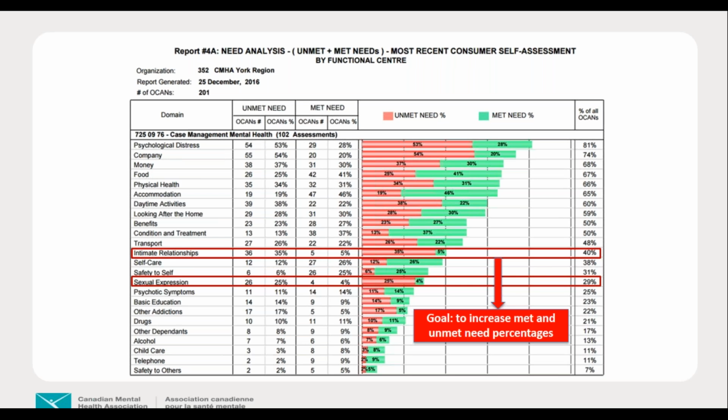And again, 4A, our goal is again to increase the met and unmet need percentages. Out of 201 self-assessments completed, only 40% and 29% identify an unmet or met need. This indicates that there's uncertainty as staff and consumers are not answering the domain questions as a met or unmet need.